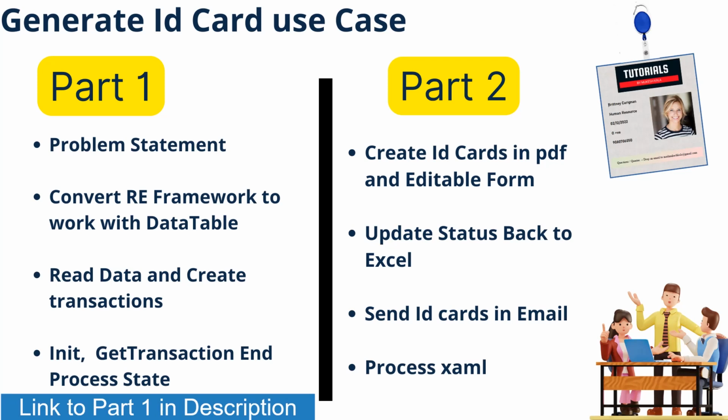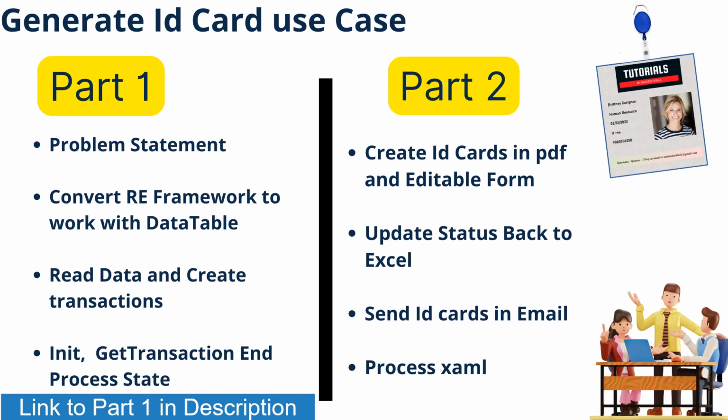This is part 2, where we would be covering the identity cards in PDF and editable formats. We'll update the status back to the Excel. Why Excel? Because I am not using Orchestrator queues, so to backtrack, I would require something, and that something is an Excel, which is the input file. Also, we are going to send the ID cards via email, and in this one we would be covering and completing the process.xaml of UiPath.